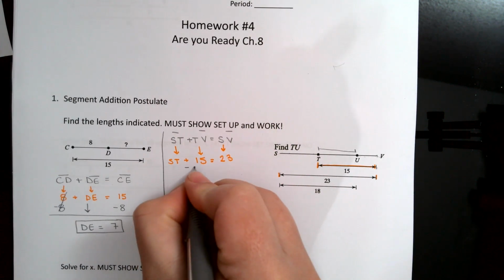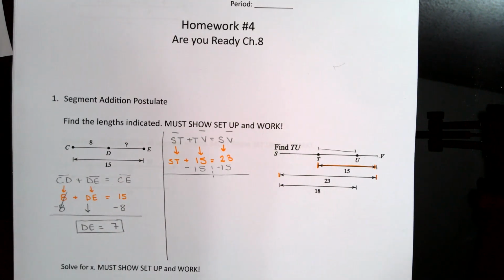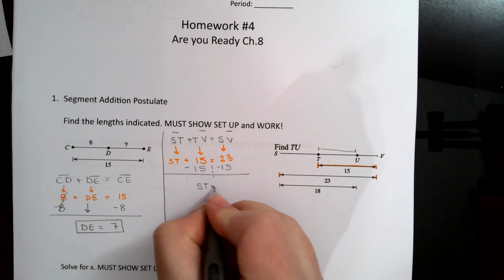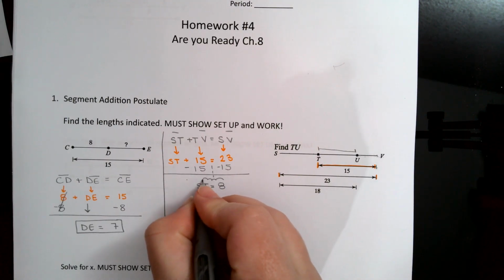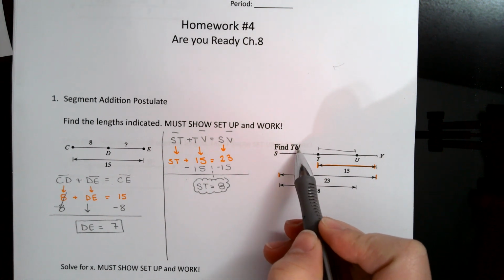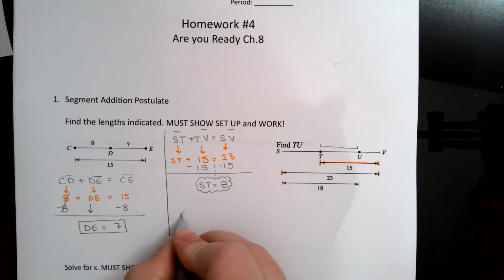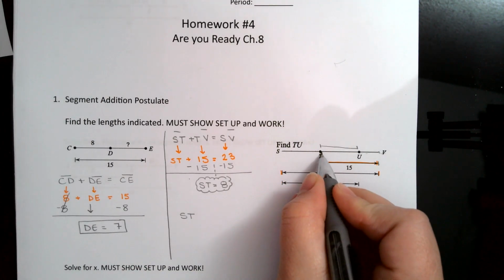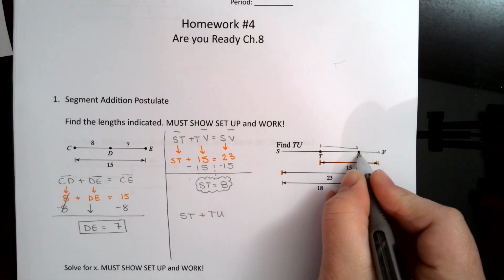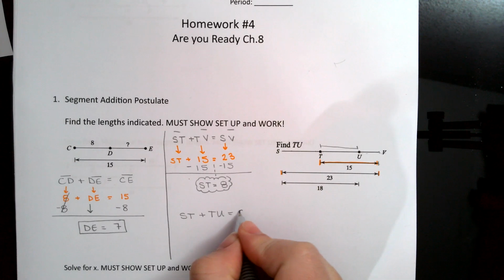Again, we're going to solve. I'm going to subtract 15 from both sides. We get 23 minus 15, and that gives us 8. ST is equal to 8. I'm going to put that in a thinking bubble. This is not our answer. This is not what they're asking. They're asking to find TU. So I'm going to do a secondary setup. My secondary setup is ST, the one we just solved for, plus TU, the one we want, is equal to the endpoints SU.